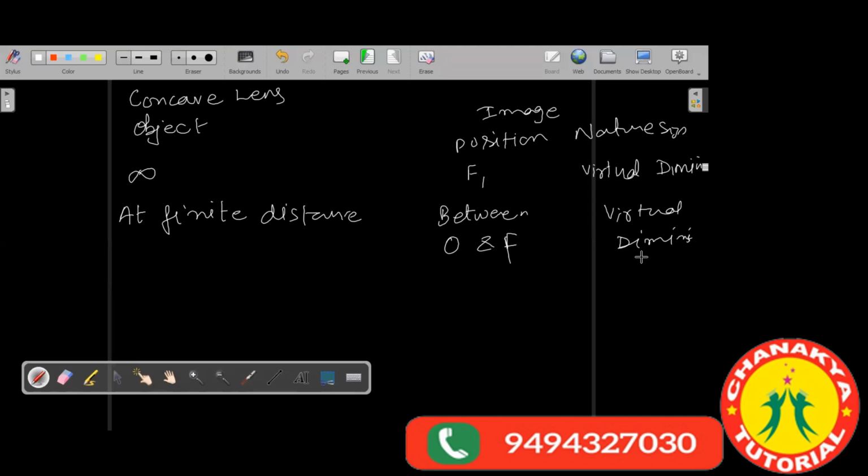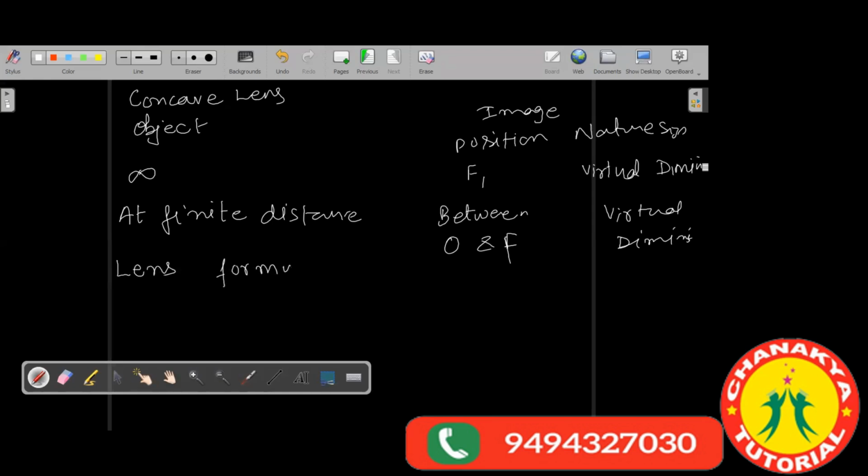A virtual and enlarged image is formed by a convex lens, which makes it suitable to be used as a magnifying glass. So a convex lens can be used as a magnifying glass if the object lies between the optic center and the focus. Now we will be doing the lens formula and Cartesian sign conventions.